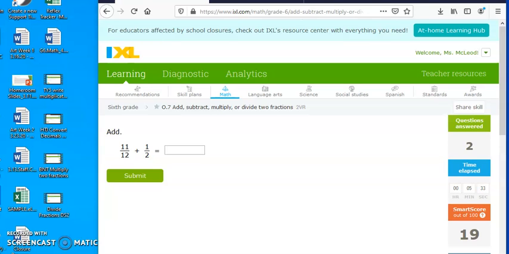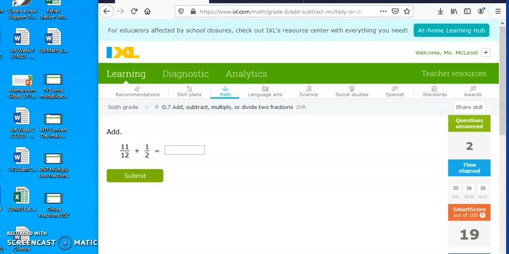I'm going to put a dot by my 2 and then a 6 on the right side of that dot, and now I have 12. I'm going to take that same 6 and multiply that 6 by 1, which is the numerator. 1 times 6 is 6. So now my problem turns into 11 over 12 plus 6 over 12.